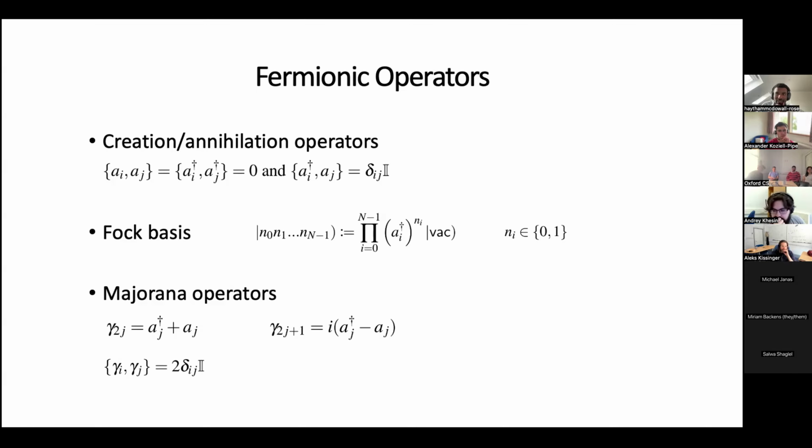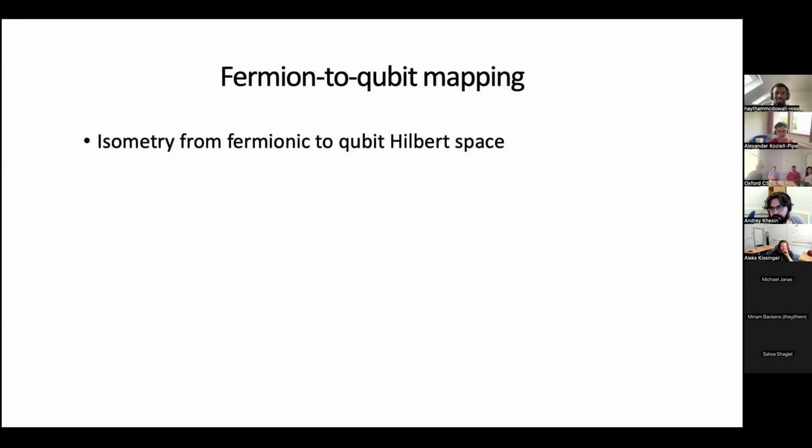Now, what is a fermion to qubit mapping? Well, I'm about to tell you. A fermion to qubit mapping is an isometry from the fermionic Hilbert space that goes into the qubit Hilbert space. So it is what it says. It maps fermions to the qubits.